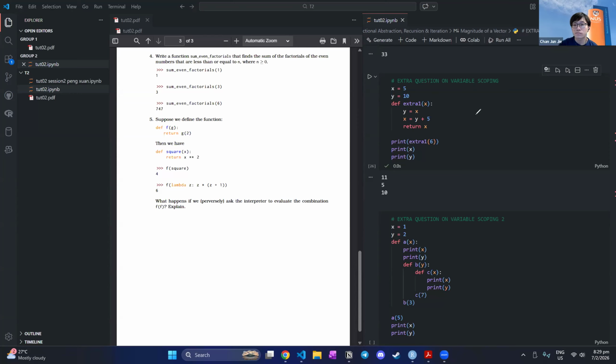And then if you print x, that would refer to the global x, so that'll give you 5. And then print y would also refer to the global y, which is 10. Yes, very good. That is the correct answer.